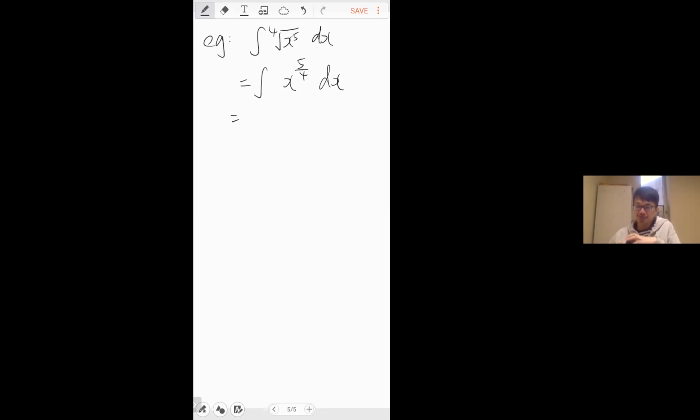Any ideas? Yep. So the antiderivative should be x to the 5/4 plus 1 divided by 5/4 plus 1. And then don't forget plus c. Questions?